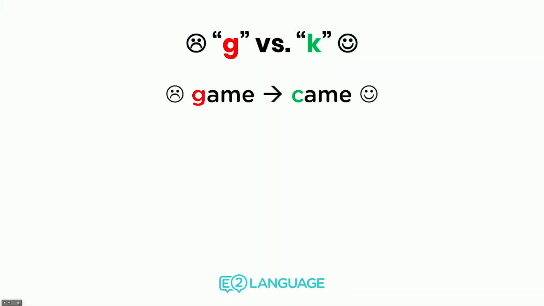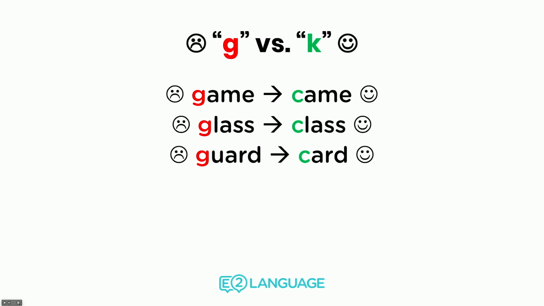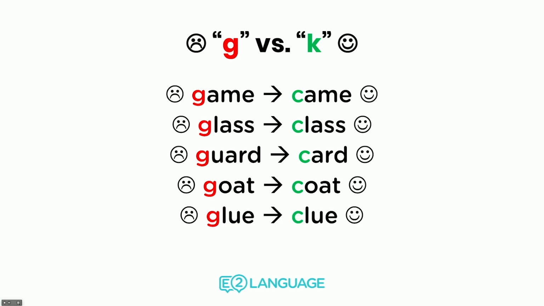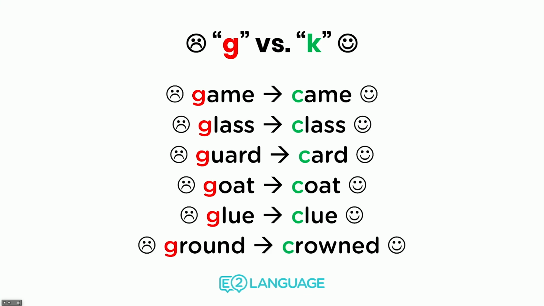So don't say game if you want to say came. Game, came. Don't say glass if you want to say class. Glass, class. Don't say guard if you want to say card. Guard, card. Don't say goat if you want to say coat. Goat, coat. Don't say glue if you want to say clue. Glue, clue.